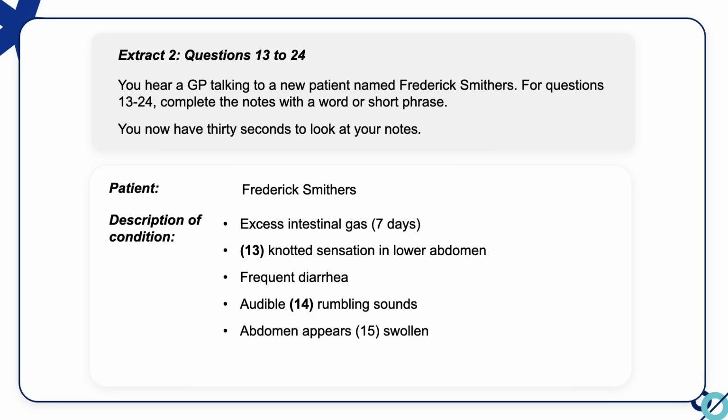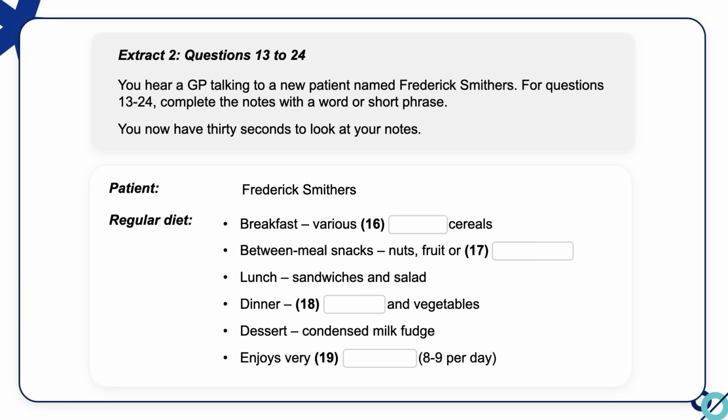Number 15 is swollen. He noticed that his belly looks quite swollen. Number 16 is high fiber. He says he eats high fiber cereals. Note that this can be written any of these ways. Number 17 is a protein bar. He sticks to snacks like a protein bar.